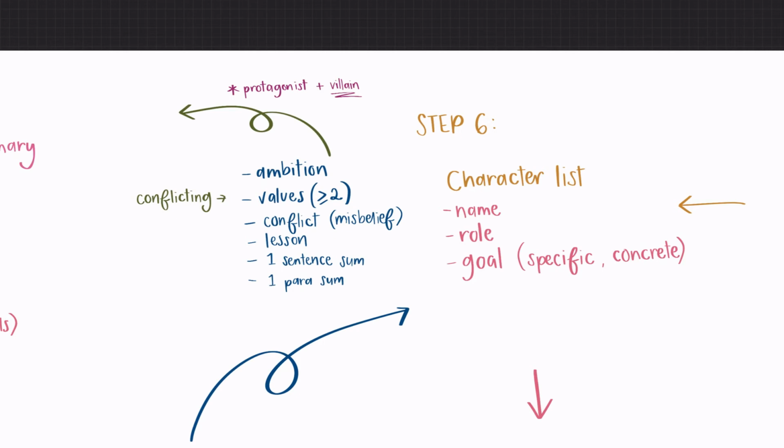And then you also need to include a 1-sentence summary, like you did for your story at the beginning. Each character should have a 1-sentence story summary, because every character goes on their own journey throughout the story. And so your protagonist will have exactly the same 1-sentence summary as the 1-sentence summary for your book, but everyone else will have a slightly different 1-sentence summary.